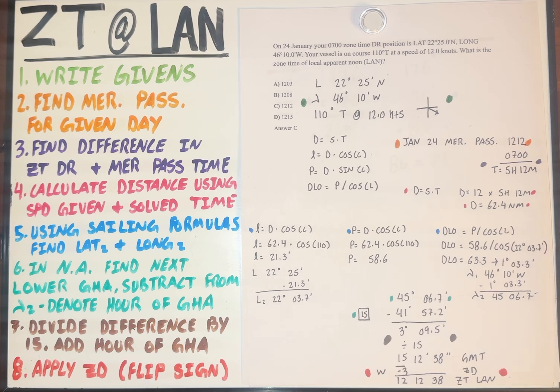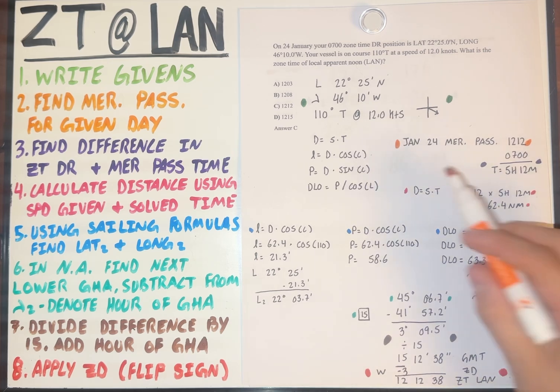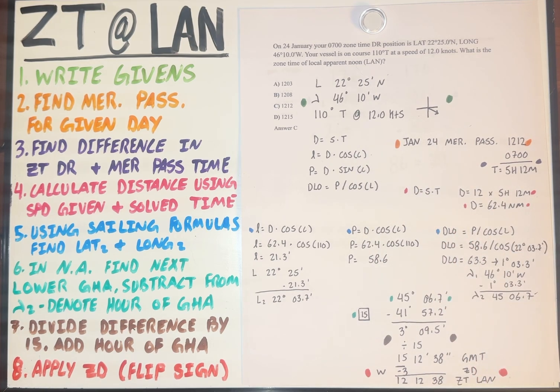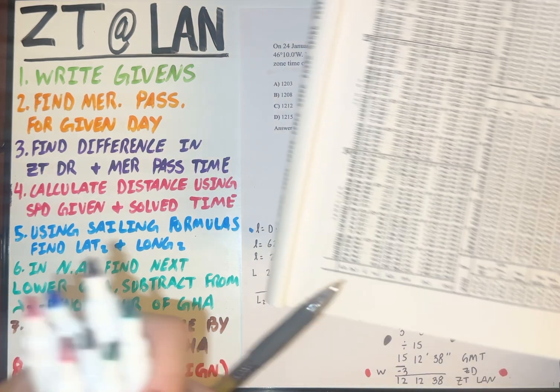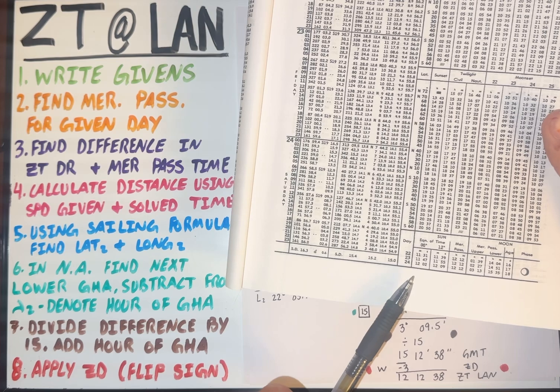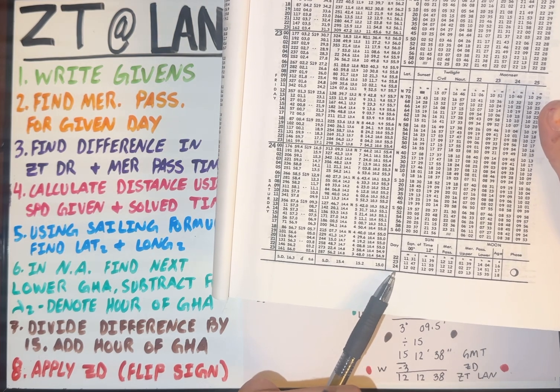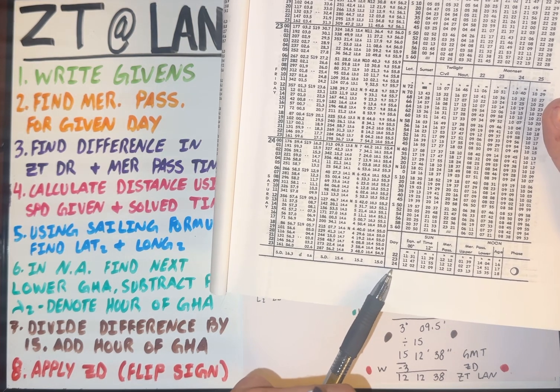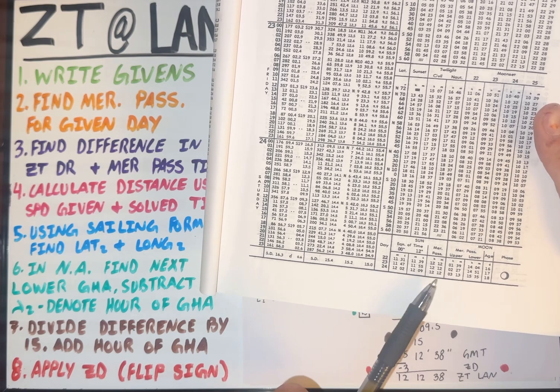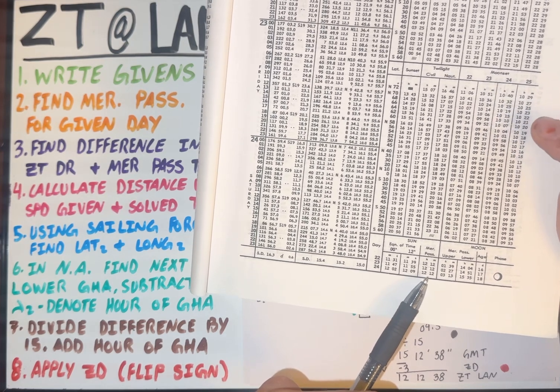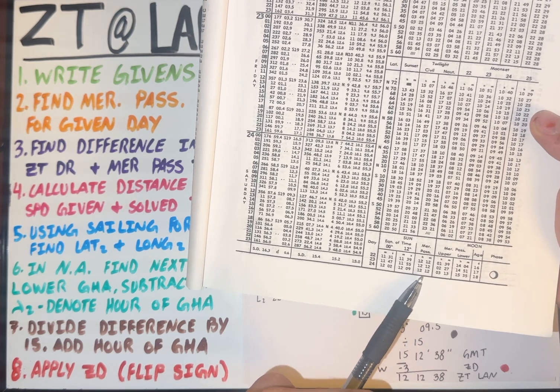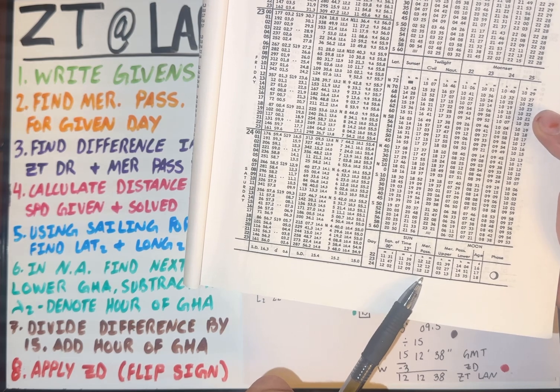an easy viewing process. Step two is to find your meridian passage time for the given day. Our given day is January 24th. To find the meridian passage time, at the bottom of your nautical almanac on the right hand side, you'll see day 22, 23, 24. That's the days of the month. Go over 3 columns to your mer. pass. That's your meridian passage time of 12:12.